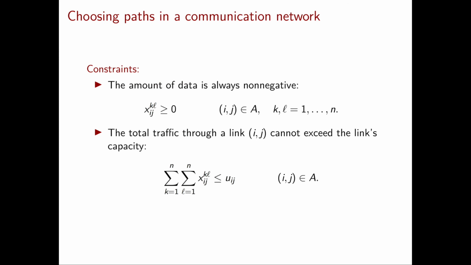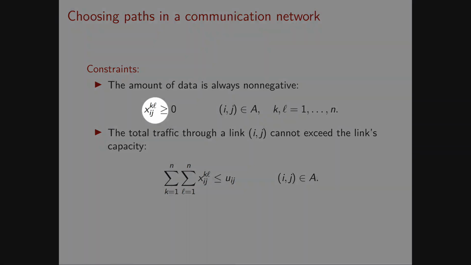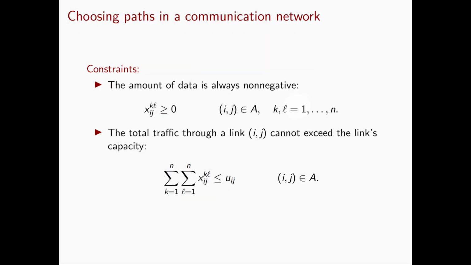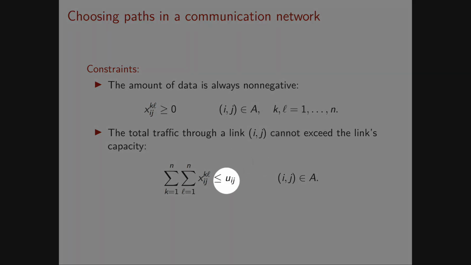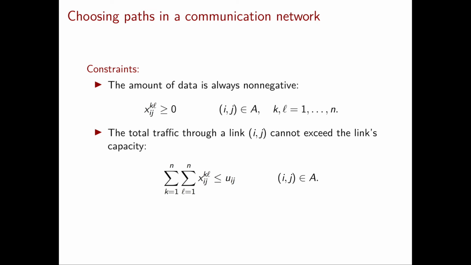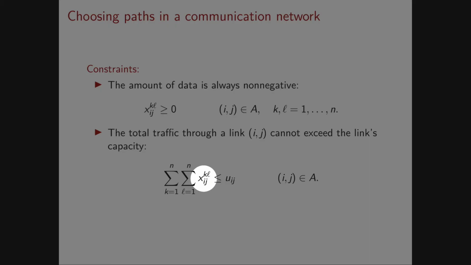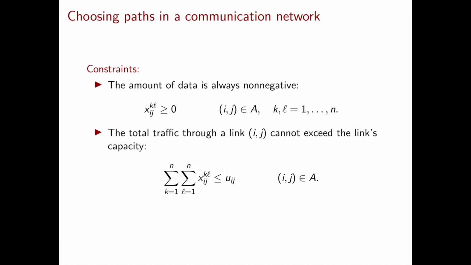Let's now discuss the constraints. Our first constraint is the easiest. In fact, we can only send a non-negative amount of data along every link. Therefore, we have non-negativity on all our variables. Then we have the capacity constraints. Remember that for every link (i, j), no more than u_ij bits can be sent per second. Therefore, we only need to compute how many bits per second we are sending along such a link. In order to do so, we take our x_ij^kl, and sum over all k and over all l. And this inequality holds for every link (i, j).